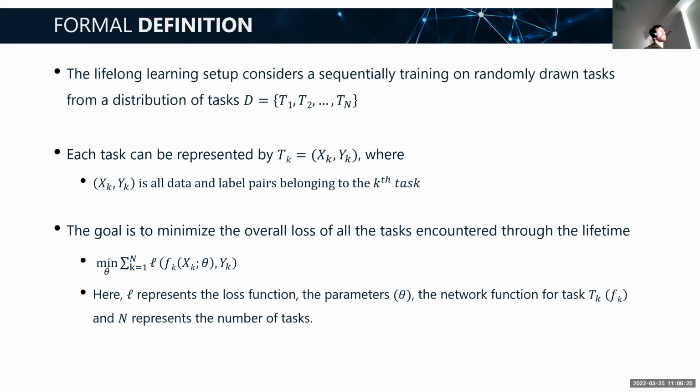A more formal definition for a constrained problem that we can study is that we can think of a distribution of tasks D, which consists of n tasks, T1 to Tn, and each task consists of data and label pairs. Our goal is to minimize the overall loss, or maximize performance, on every task seen throughout the agent's lifetime.